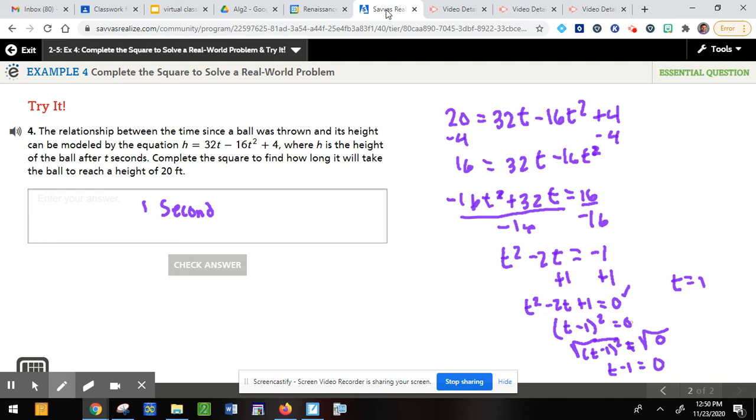What's different about the fact that you have 0 on the right side means you're going to get one solution, not two. And that's okay. That just means there's one solution. And the one solution is t equals 1, which interpreted into the context of the question means it's going to take 1 second for the ball to reach 20 feet high. Okay, so that's that. Let me know if you have any questions on that. Otherwise, we're going to look at example 5.